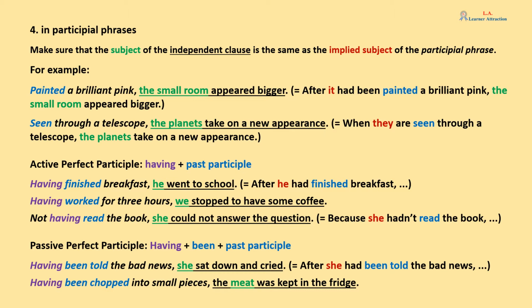Passive perfect participle, having, plus been, plus past participle. Having been told the bad news, she sat down and cried. Means, after she had been told the bad news, she sat down and cried. Having been chopped into small pieces, the meat was kept in the fridge.